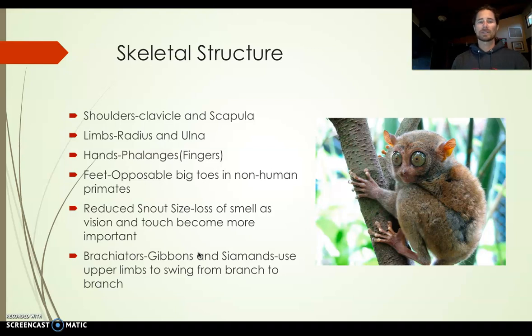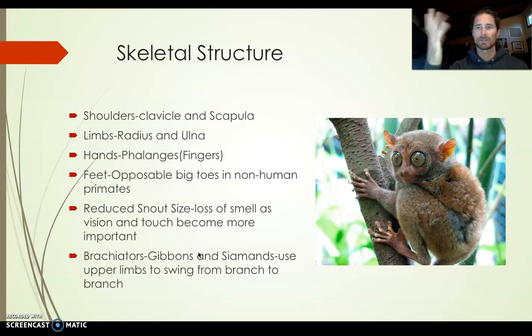Limbs: our radius and ulna are in our arm. Again, I haven't forced you guys to do too much with osteology. Your ulna runs up the backside of your forearm up to your pinky. The radius runs toward your thumb. But what it allows us to do, the way that we have our elbows situated and how these bones rotate, is we have a lot of rotation ability in our arm. So again, the radius and ulna are also key.